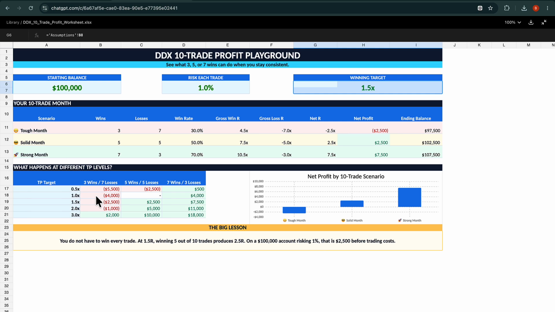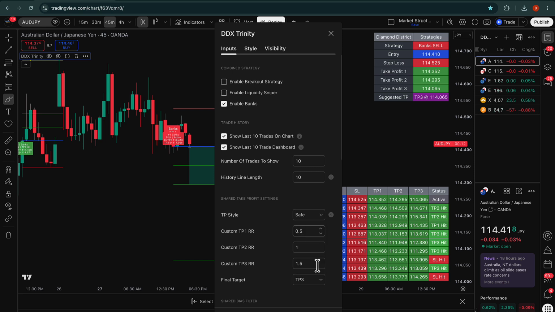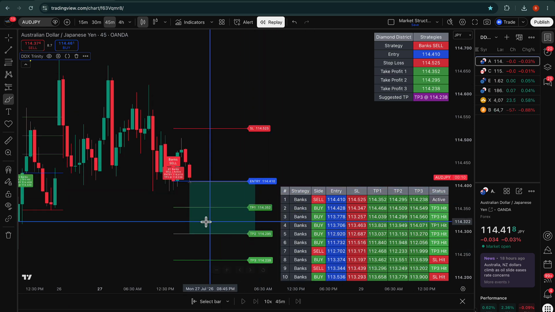You lost 7 and you won 3. You will only be negative $2,500, even though you lost 70% of your trades. But if you won 5 and lost 5, you would still have made $2,500 off the 1.5. And by default, Trinity on safe mode is 1.5 for TP3.